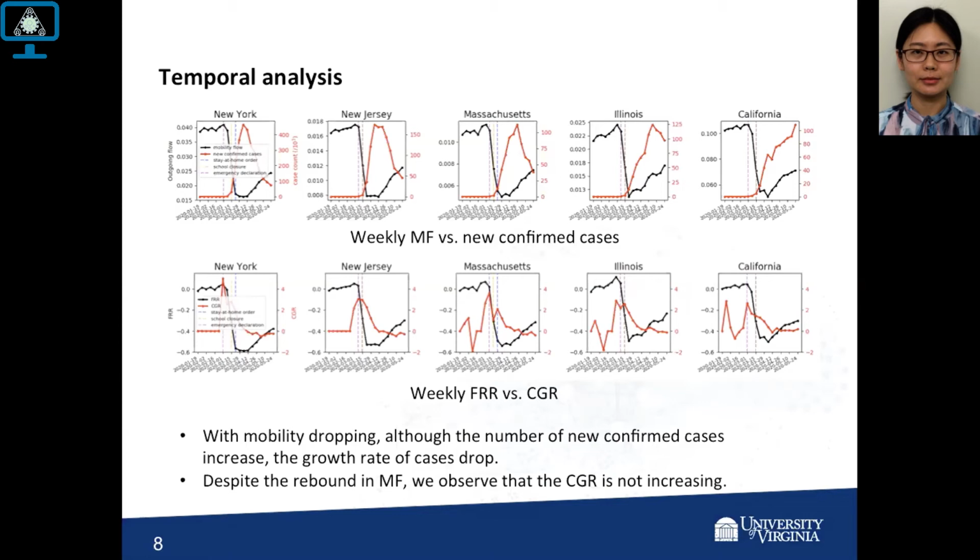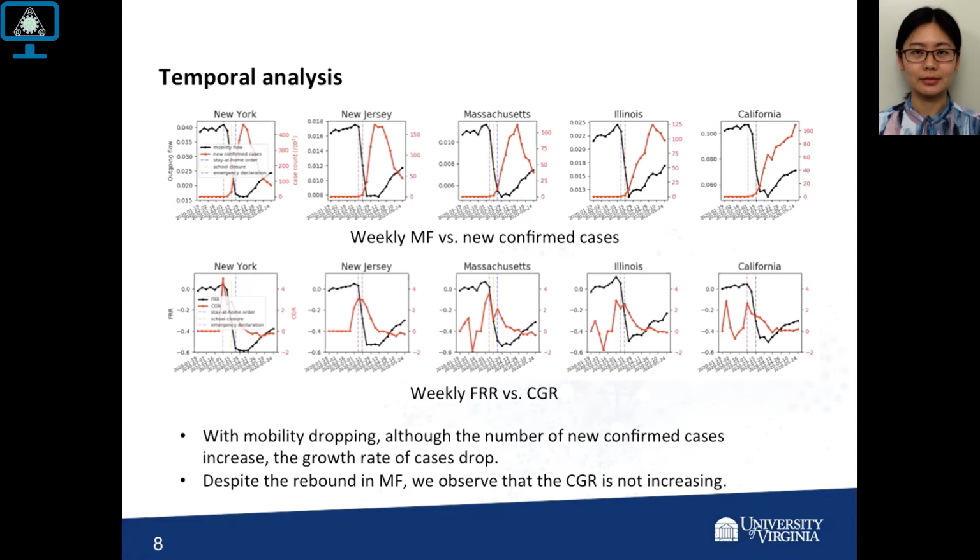The upper plot presents the timeline of mobility flow and new confirmed cases. The lower plot shows weekly FRR and CGR. And we observe that with the mobility dropping, although the number of new confirmed cases increased, the growth rate of the cases dropped, as we can see here. And despite the rebound in mobility flow across all the states, we observe that the CGR is not increasing.